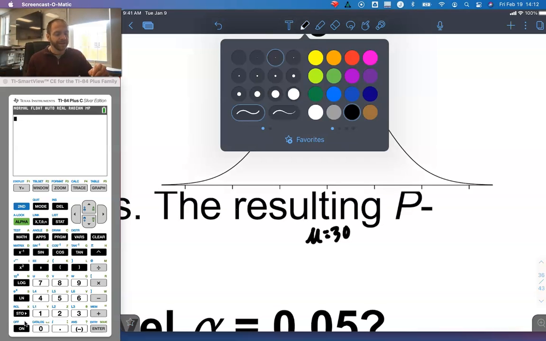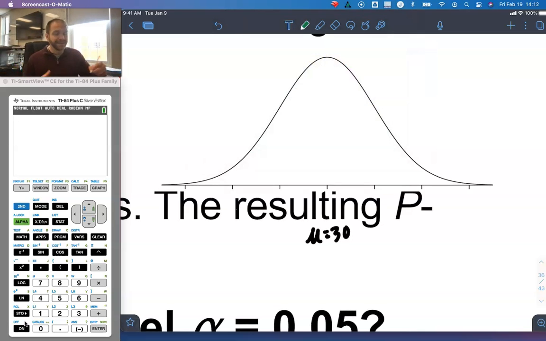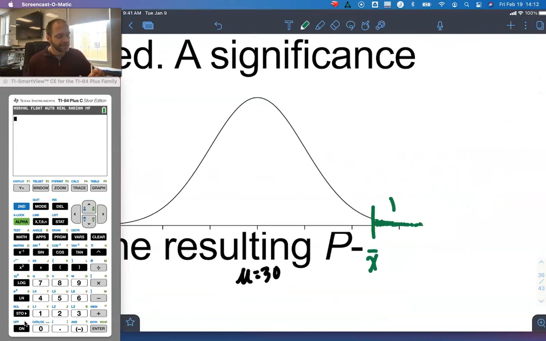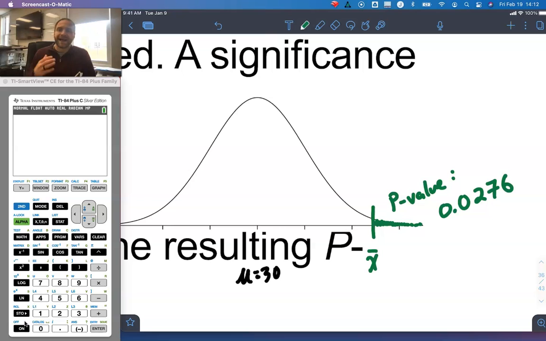Well, from the sample, we said greater than, so that's making me think that's over on the right-hand side, right? Because we were doing greater than. And when they got their sample, they got some x bar here. We weren't told what it was. And there's the shaded region. And we're being told the area of that shaded region is 0.0276. So the p-value in this region is 0.0276. That's the area in that tail. So keep that in mind. So that's what we're looking at.